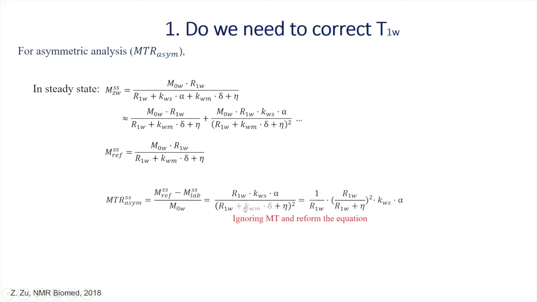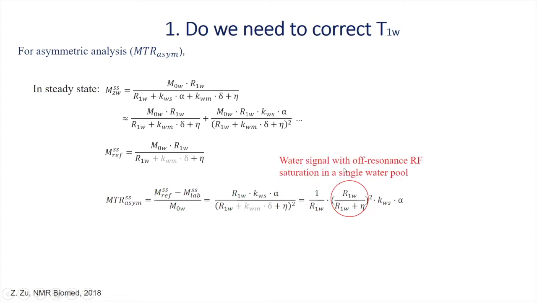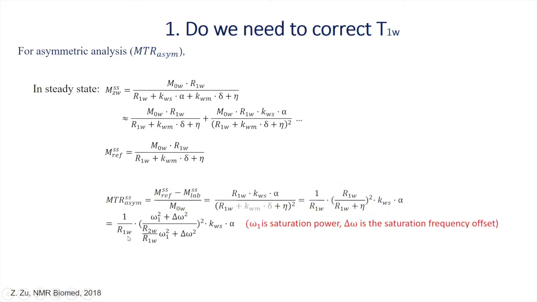Here we ignore the MT effect and reform this equation to this formula. And please note this term and compare this with the reference scan, ignoring the MT effect. So we can find that this is actually the water signal with off-resonance RF saturation in a single water pool model. And this can be obtained from the Bloch equation. And then this formula becomes this formula. So here we have omega-1, which is the saturation power, and delta omega, which is the saturation frequency offset. So this term is related to the saturation effect.